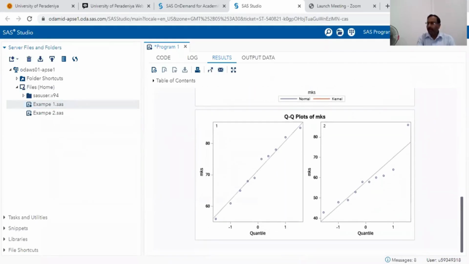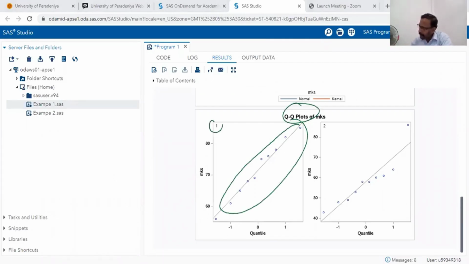This is called a QQ plot. Sometimes people who are very poor in statistics use this QQ plot always and say normally QQ plot. This is for the first subject, right? Let's look at only the first subject. You can interpret the second subject also.